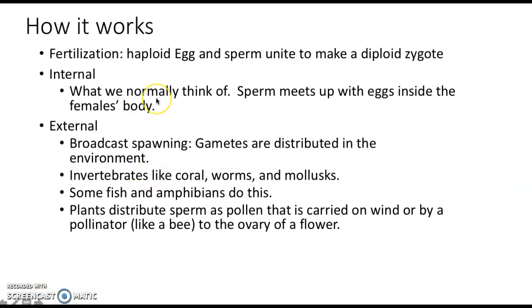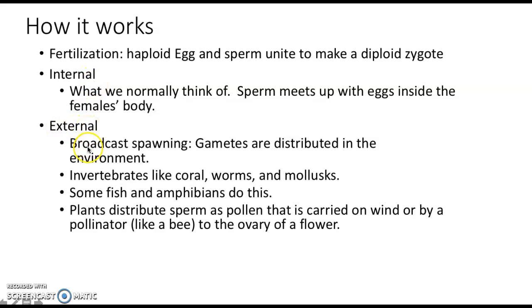Okay. How does reproduction work? Well, the first step is fertilization. An egg and a sperm have to unite to make a zygote. That zygote will eventually become a new separate organism. Fertilization happens in two ways. There's internal fertilization and external fertilization.